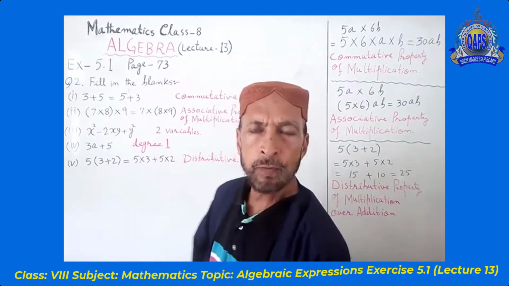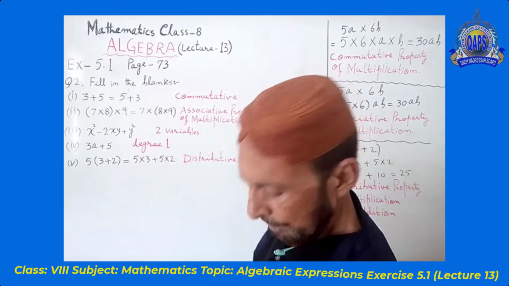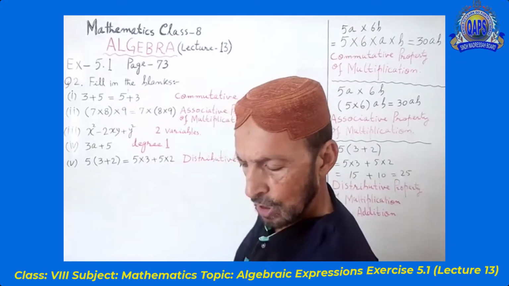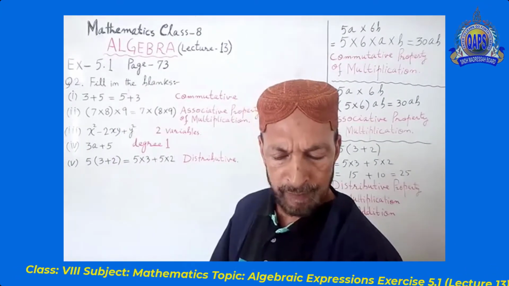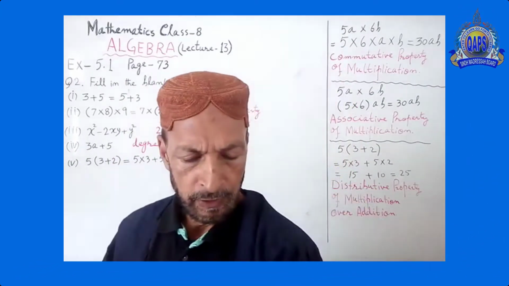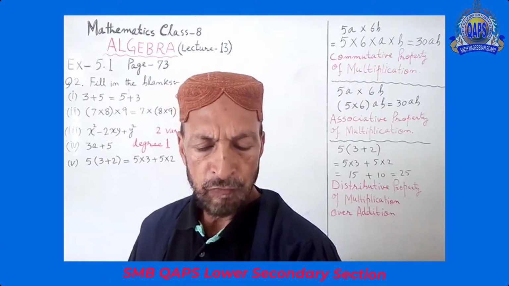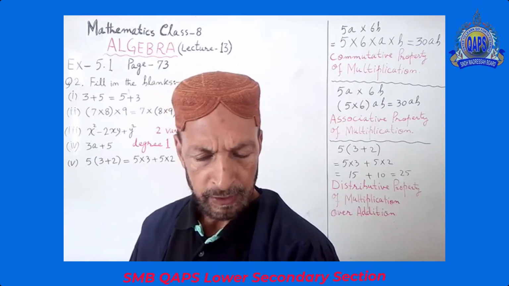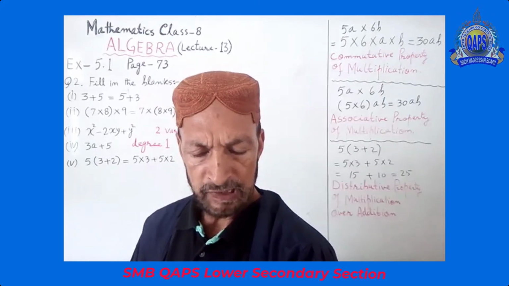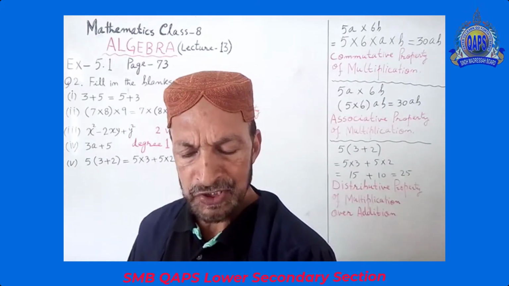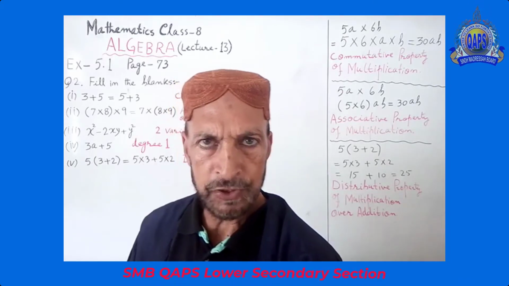As I told you, open page number 73 of your book. Question number 2. Fill in the blanks. 3 plus 5 is equal to 5 plus 3. The property used is called dash property of addition.